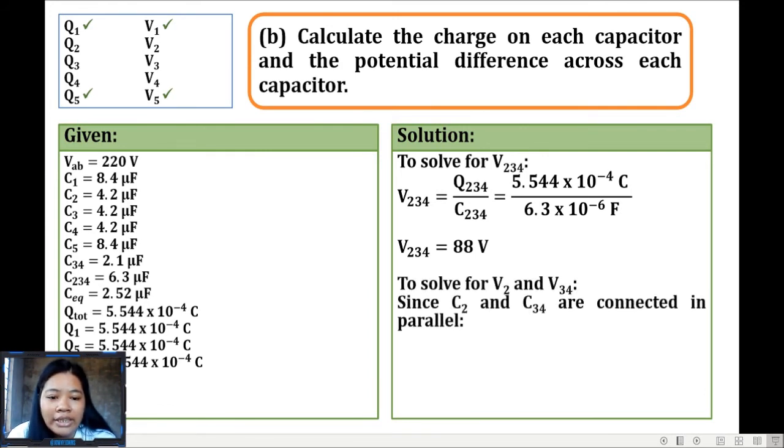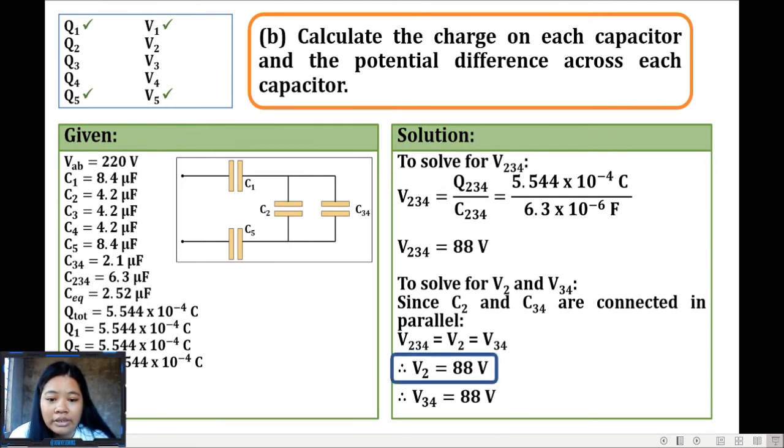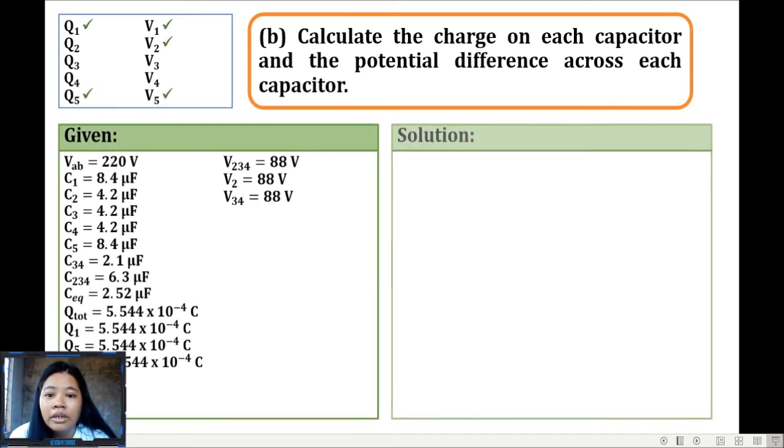Now, this 88 volts will be distributed or taken care of by the capacitors C2 and C34. Since C2 and C34 are connected in parallel, as you can see from our image here, we can assume that V sub 234 is equal to V sub 2, which is also equal to V sub 34. Therefore, V sub 2 is equal to 88 volts and V sub 34 is equal to 88 volts. So we've computed for V sub 2. We can now compute for Q sub 2.